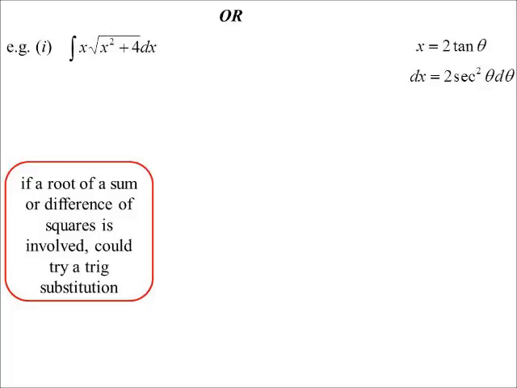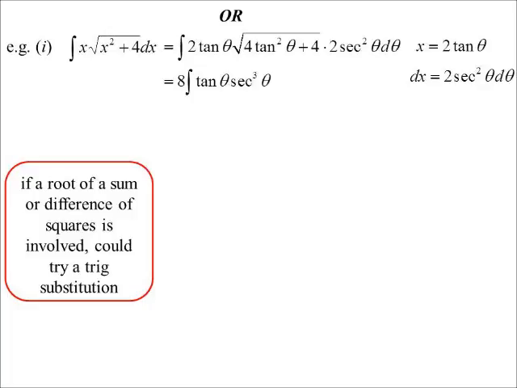The advantage of making x the subject instead of u the subject is that it can be a lot easier just to substitute straight in. Now I'm just substituting in for x and substituting in for dx. I don't have to create the du. I just substitute straight in.